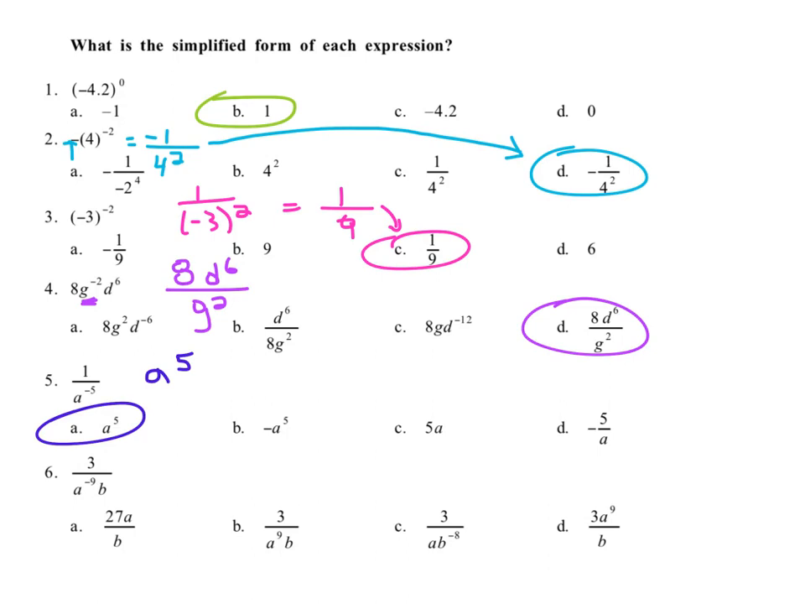And finally, we've got this fraction where something's jumping. We're going to have that 3 stay on top because there's no negative on that. We're going to have that b stay on the bottom because there's no negative exponent on that. But that a to the negative 9, that negative tells us to jump that to the top, lose the negative in the process, a to the 9th. And everything else stays where it is. So we've got 3a to the 9th over b, and that is D.